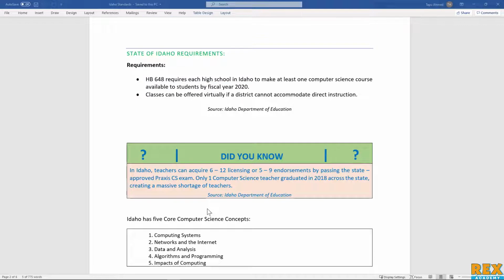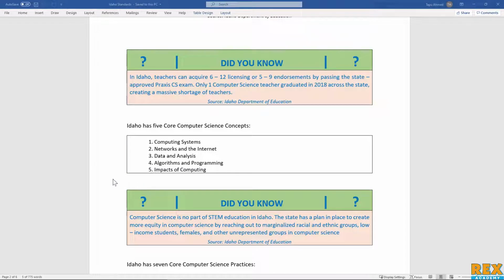The main requirement that we need to be aware of is that in Idaho, a law was passed recently that essentially tells high schools that they must offer a computer science course of some kind. If it is not possible to offer it directly in class within a district or a school, then virtual instruction is possible. One of the things Idaho is trying to do is to get more teachers to get involved in computer science. So the most direct path is to actually pass the Praxis State Computer Science exam.